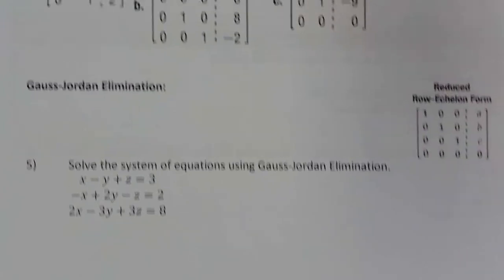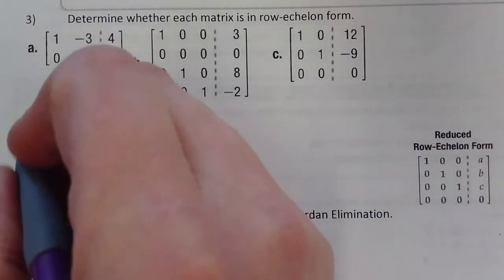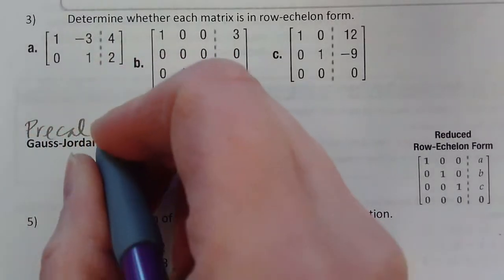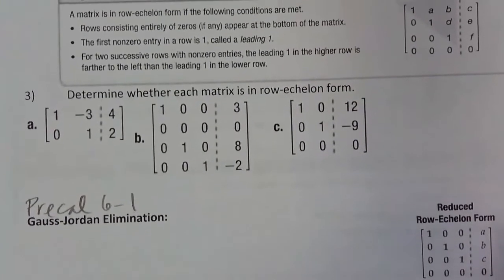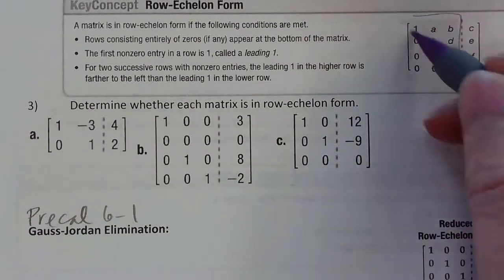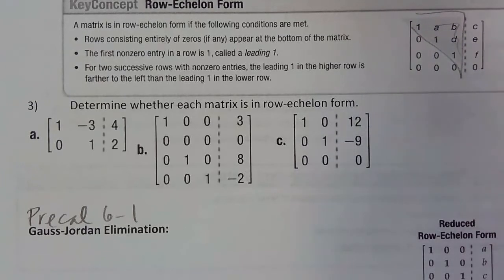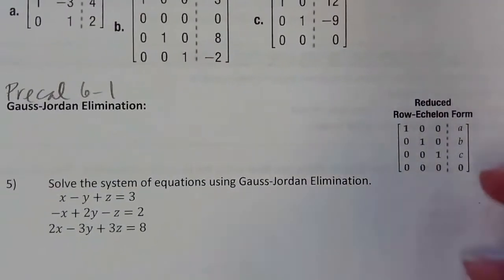So this is the continuation of our Precalc 6-1 notes. And we did not do Gauss-Jordan elimination yet in a video, so that's what we're looking at right now. So Gauss-Jordan elimination is basically taking that Gaussian elimination extra step. Instead of having the matrix with the triangle of ones where we don't care about the rest of the rows, we're looking at only ones and zeros. So instead of row echelon form, we're looking at reduced row echelon form.